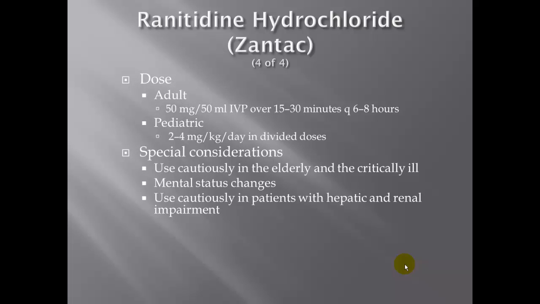Dose for the adult: 50 milligrams in 50 mils IV push over 15 to 30 minutes every 6 to 8 hours. Pediatric: 2 to 4 milligrams per kilogram a day, divided into doses. So probably over 8-hour periods would be appropriate, so three dosings. Special considerations: use cautiously in the elderly and the critically ill, and the elderly might actually get some mental status changes from the Zantac. Use cautiously in patients with hepatic and renal impairment.